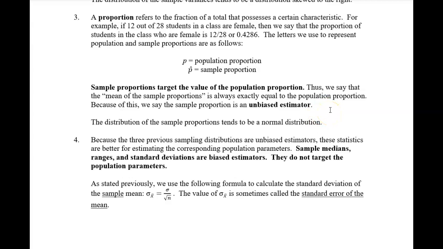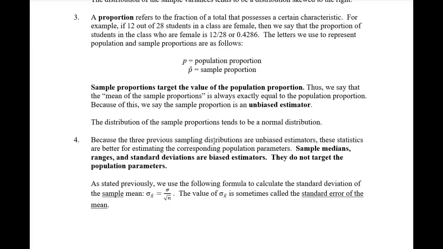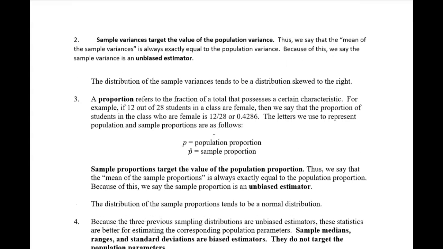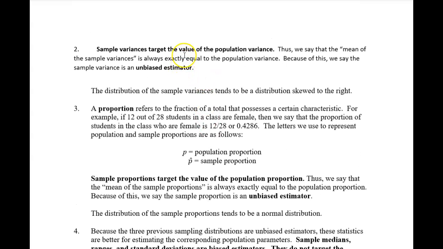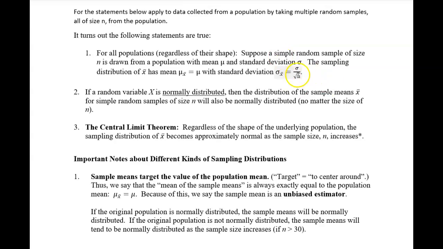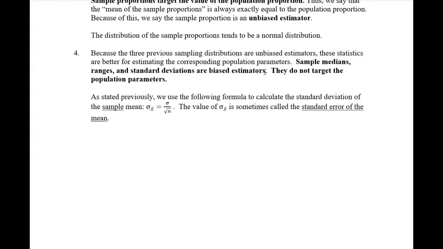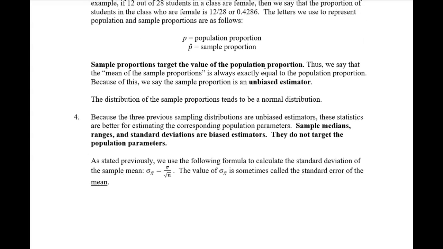So, sample medians, ranges, and standard deviations do not line up with the population. The variance does if we use that adjustment back here, but the standard deviation of the sample is not the standard deviation of the population.